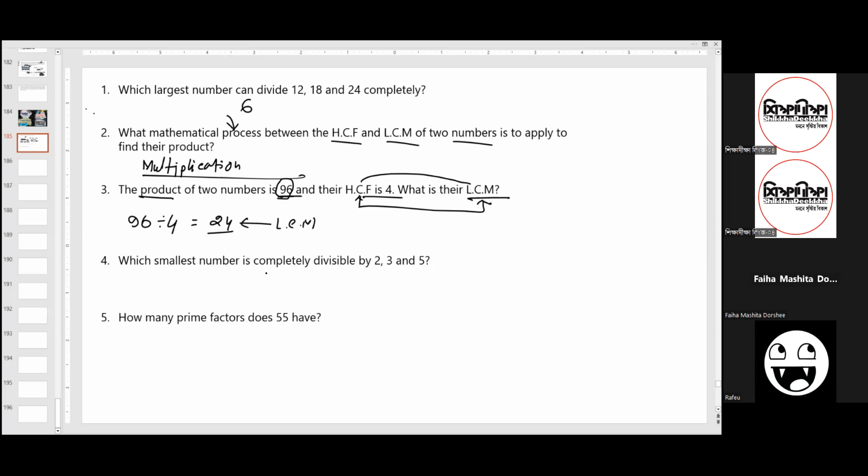Yes, sir. Okay. Smallest number is completely divisible by 2, 3, 5. 30.